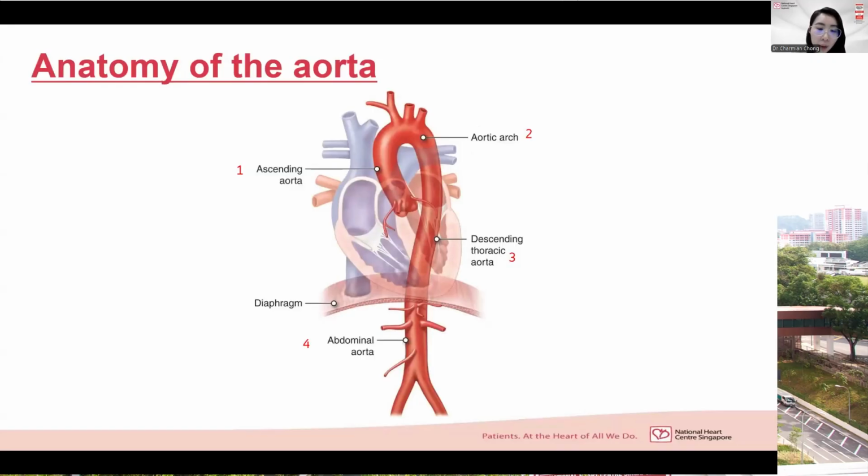So if we look at the different parts of the aorta, there are four main parts. The first part is the ascending aorta. The second part is the aortic arch, the curvature of the cane shape. The third part is the descending thoracic aorta, which is the part of the aorta that passes through the thoracic cavity, the chest cavity. And the last part is the abdominal aorta, which passes through the abdomen. So by knowing these 4 major parts, we'll look at each part separately, and what are the specific organs that they supply.